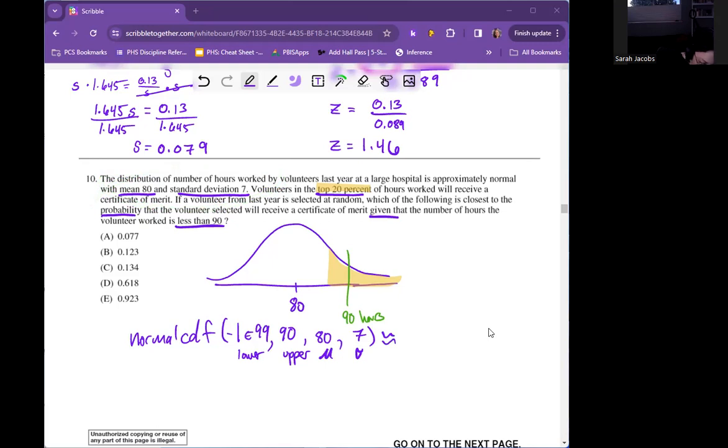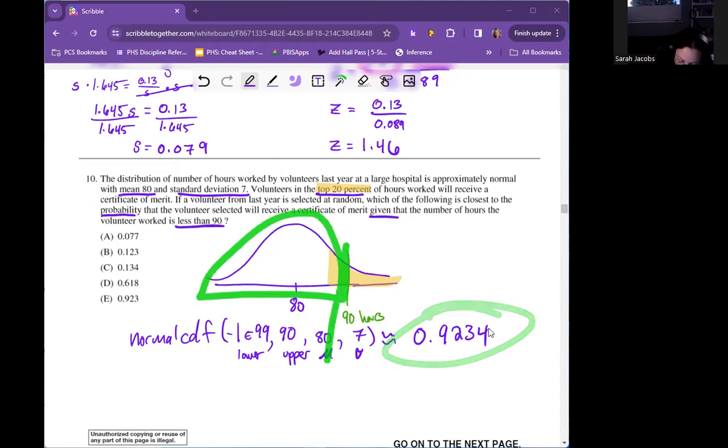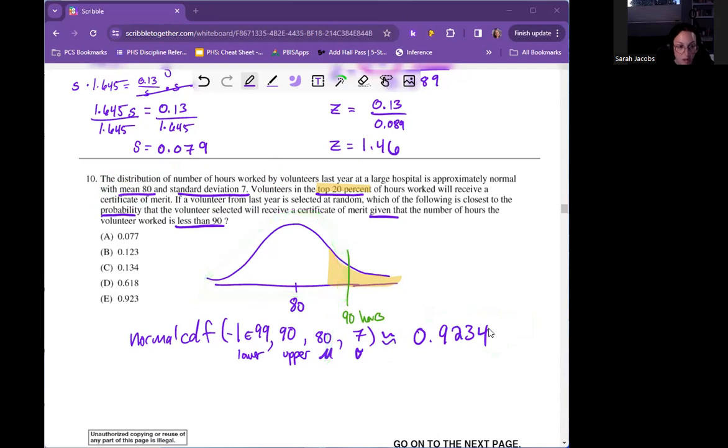And that gives us, type it in, a value of 0.9234. I'm going out to more decimal places than I need, just so I can be more certain when I look at my answer choices. Okay. So this right here is the probability of working less than 90 hours. So now we need to find the probability that we're in this less than 90 hours area, but also in the top 20%.